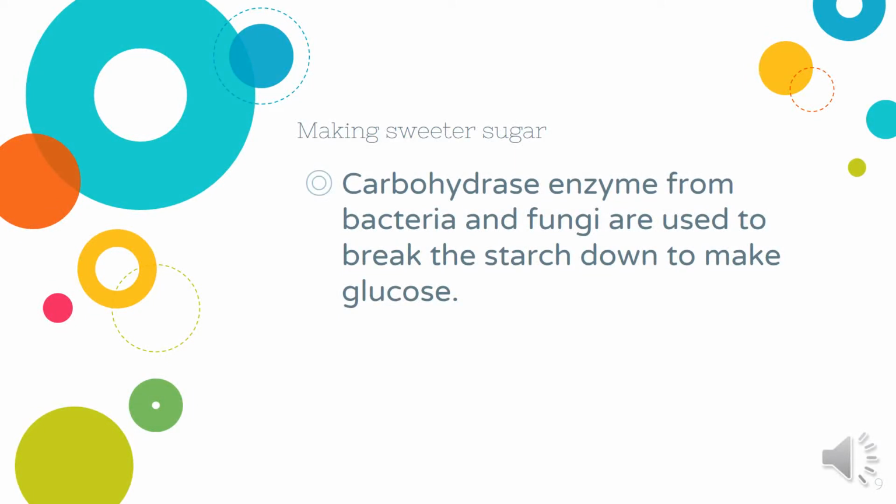Carbohydrase is the type of enzyme which acts on the carbohydrate to turn the starch into glucose. And as I mentioned before, starch is a giant molecule. When it is broken down, it gives us glucose. So carbohydrase is the enzyme, and we take it from bacteria and fungi, used to break the starch down to make glucose. We use the carbohydrase to convert the starch into glucose, a much simpler molecule.